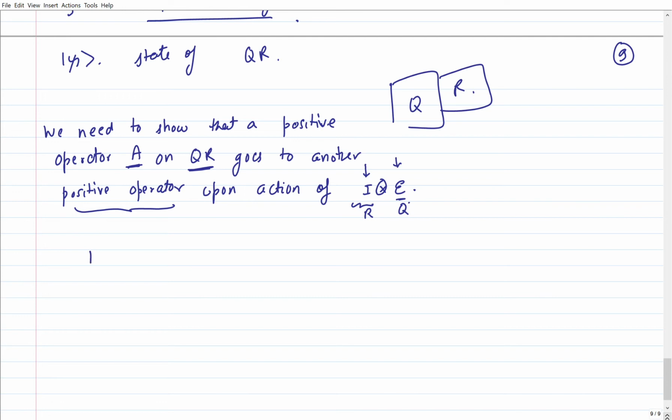So I have a state which is acted on by this guy, where this was my operator sum element.